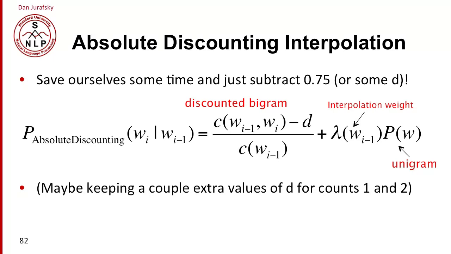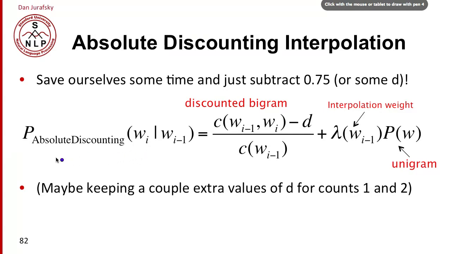And absolute discounting is a popular kind of smoothing. And here we're showing you absolute discounting interpolation. And again, the intuition is just we'll save some time and not have to compute all those complicated Good-Turing numbers, and we'll just subtract 0.75, or maybe it'll be a different discount value for different corpora. And here's the equation for absolute discounting. So we're doing bigrams again.